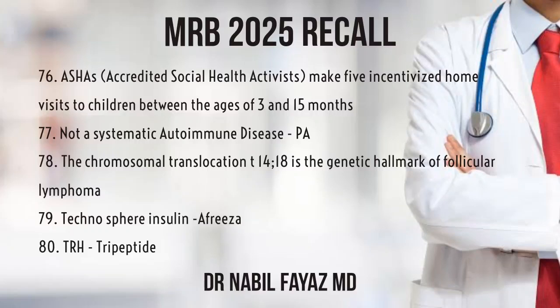Not a systemic autoimmune disease: pernicious anemia. Pernicious anemia is also an autoimmune disease. It will cause hematological and neurological manifestations. The chromosomal translocation t(14;18) is the genetic hallmark of follicular lymphoma. Technosphere insulin is Afrezza. TRH, that is thyrotropin releasing hormone, is a tripeptide.